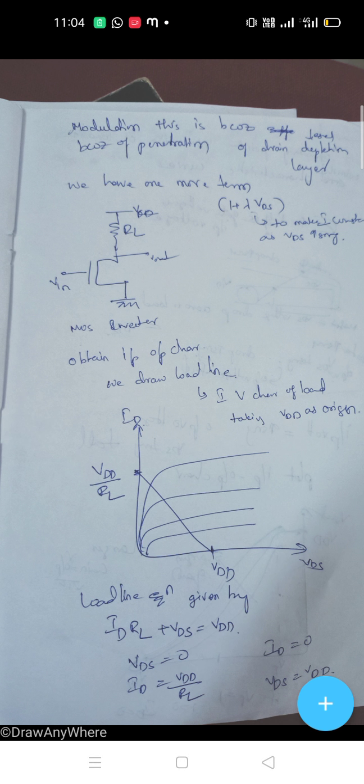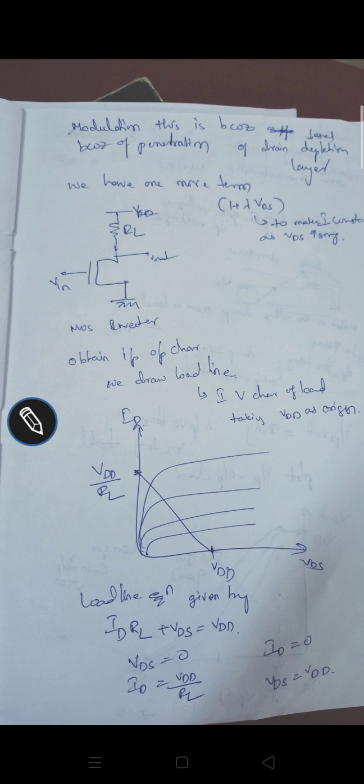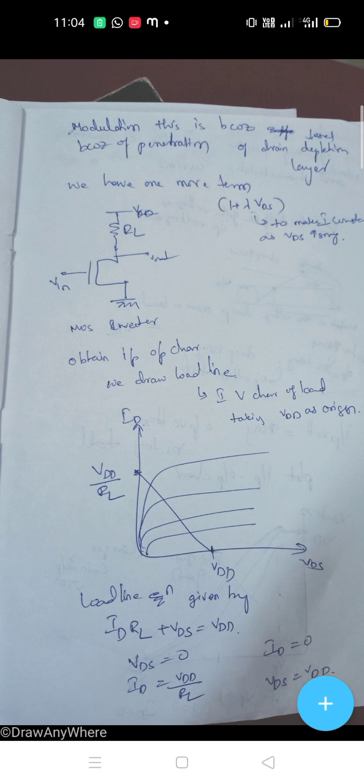So here we have the point of intersection. What is the point of intersection? What is the operating point? The operating point is nothing but the intersection of this load line with the characteristic curve. This is the characteristic curve and this is the load line. So this is the point of intersection, the intersection of the load line with the characteristic curve.